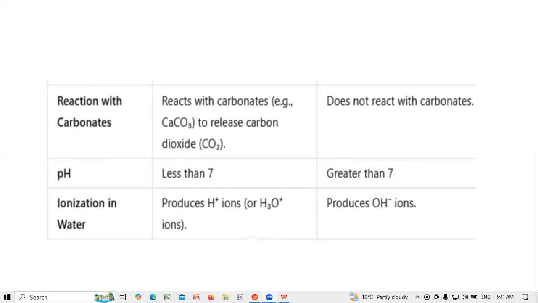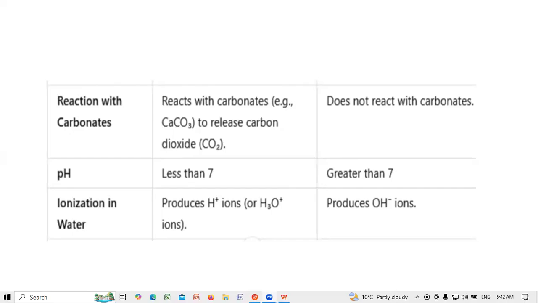Reaction with carbonates: acids react with carbonates. For example, calcium carbonate reacts with acid to release carbon dioxide. In case of base, it does not react with carbonates. pH: below pH 7 is acid, and greater than pH 7 is base.